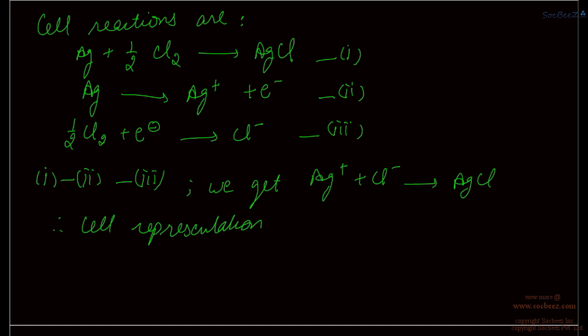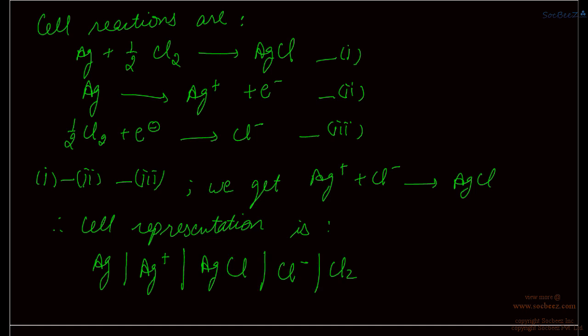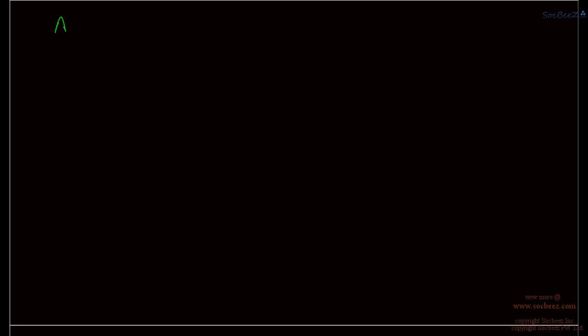Okay, so therefore the cell representation is Ag, Ag positive, AgCl, Cl negative, Cl2. Okay, so this is the cell representation.